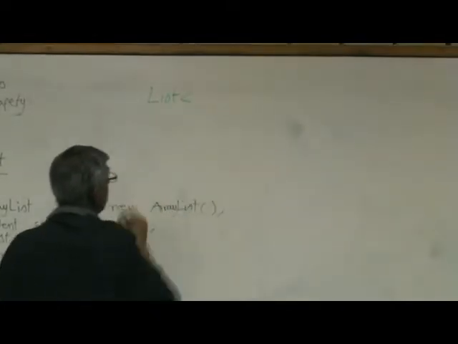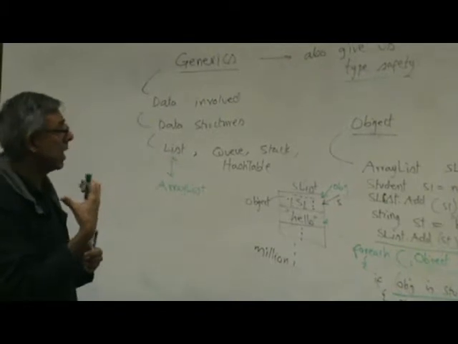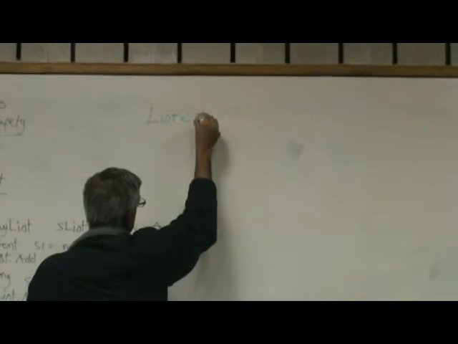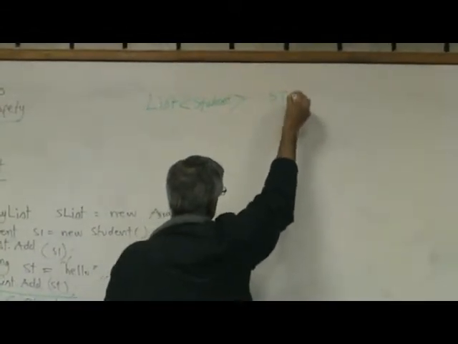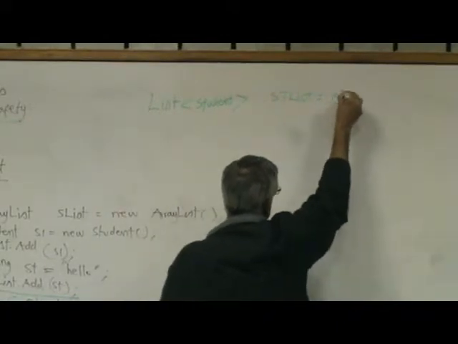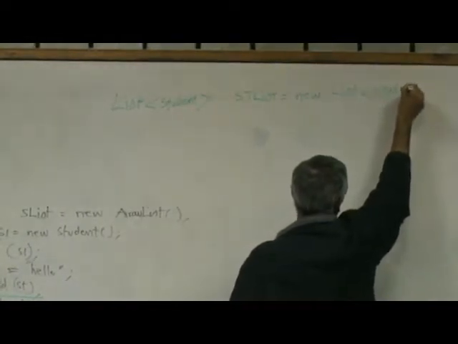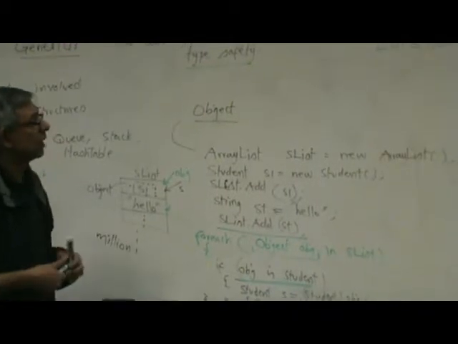And remember, last lecture we discussed that for a generic class, after the name of the class, between less than and greater than, you indicate the type of data you'll be storing in it. So if your goal was to store students, this is what you will do. List of Student, let's say stList equal to new List of Student. Right? This is how we create an object of a generic class. Once we do that, the rest of it is very similar to the array list.